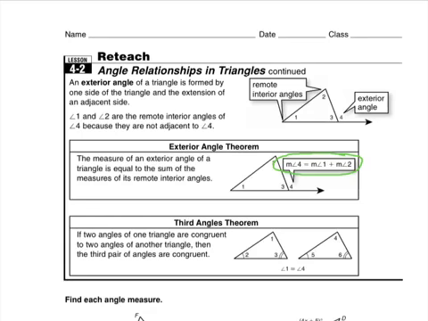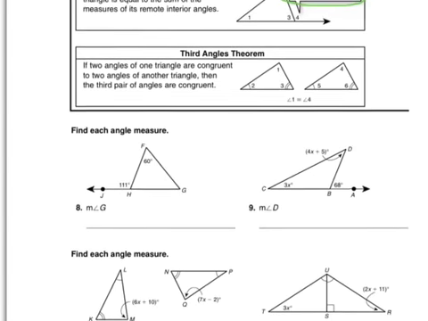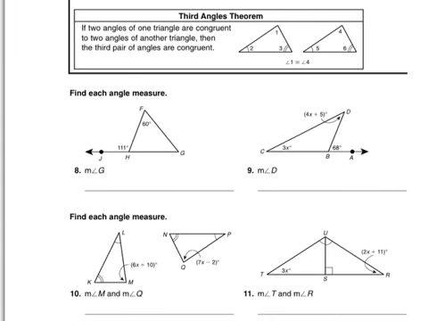In fact, let's do some examples of that, and then we'll come back to this other theorem, because the other theorem, again, is kind of common sense. So let's look at 8 and 9. They give you the exterior angle in number 8. This one, actually, we're going to have to work a little bit backwards. I wish they would have made this one a little more straightforward. It wants me to find this angle measure and this angle measure. Okay? Let's find this angle measure first.